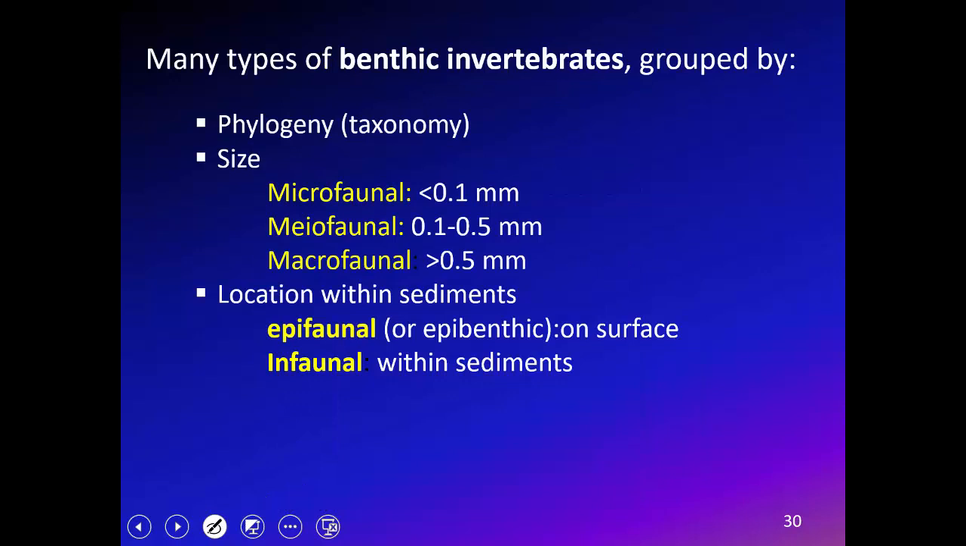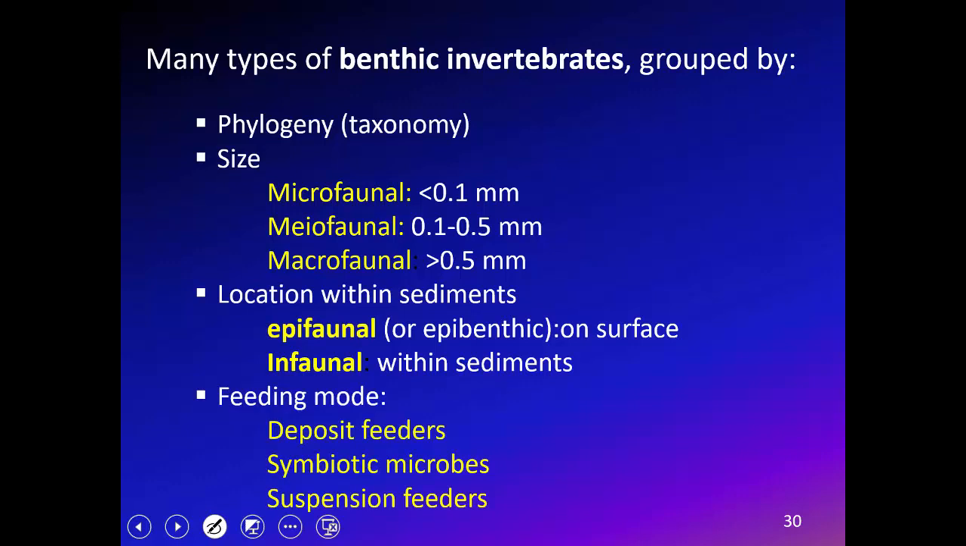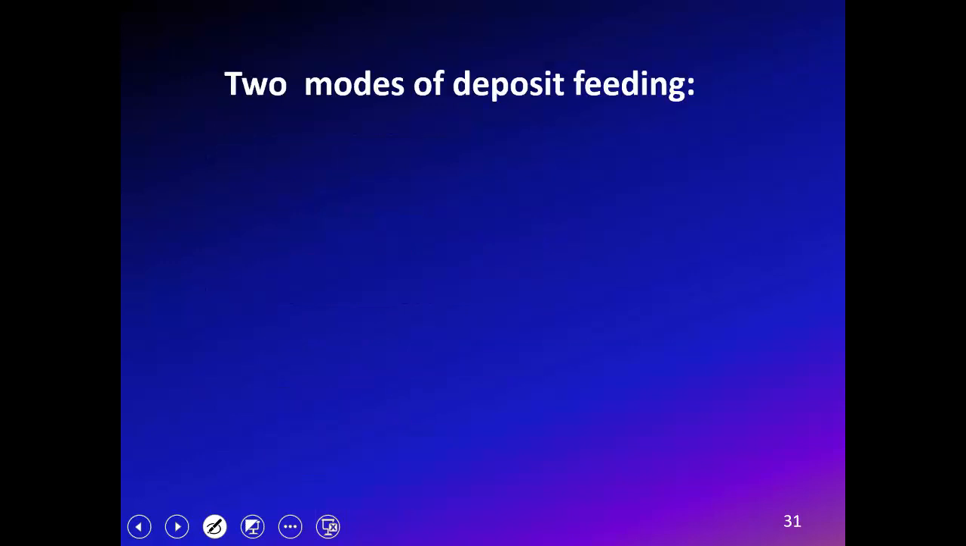Okay, so that's one way we can group these organisms by where they live: epifaunal, on top of the sediment surface, and infaunal, within the sediment, meaning they actually burrow into it. And then another way we can divide up these organisms is by how they get their food. We'll go through three types of feeding mechanisms. First, deposit feeding. Well, deposit, what's that word? Deposit here just refers to the fact that these organisms are on the bottom, in the benthos, and they're feeding on whatever is being deposited on them from the surface.